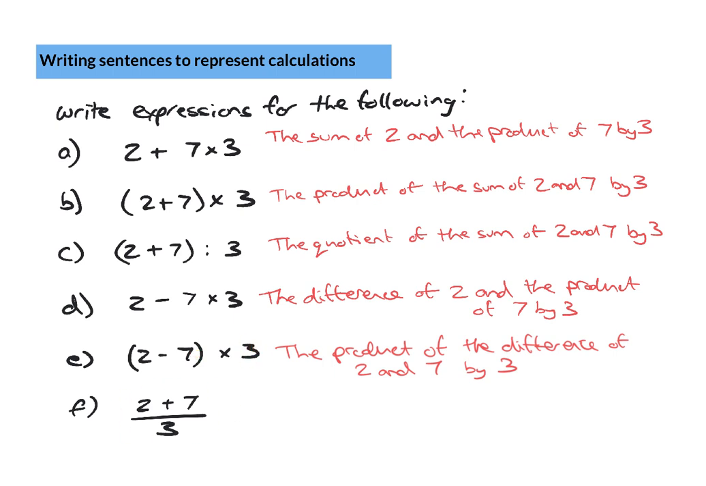And then the final one here, it's a quotient. We have an addition as well. So this is the quotient of the sum, this is the top of the fraction, of 2 and 7 by, and the denominator of my quotient is 3. So the quotient, because we've got a fraction, sum, because we're doing 2 plus 7, by 3, the denominator.